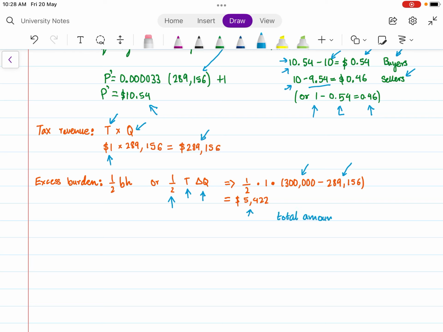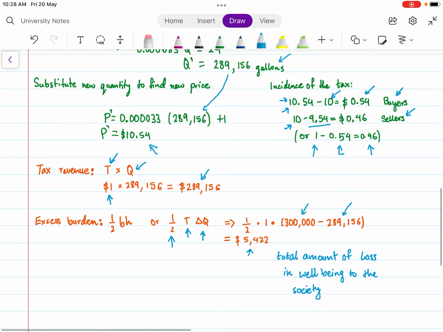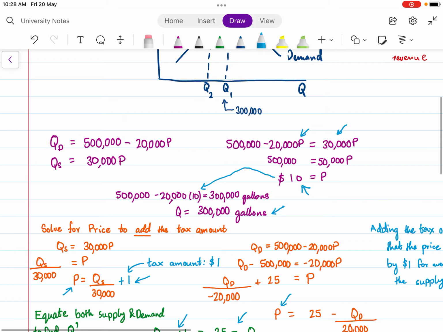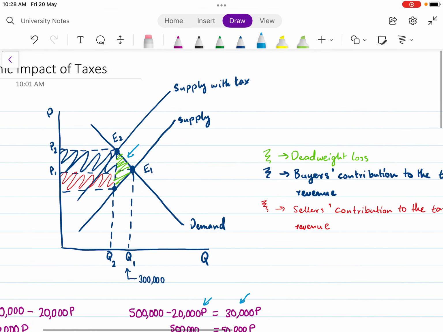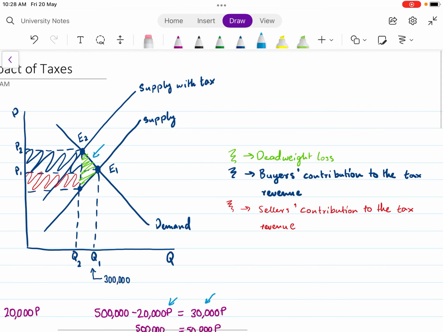amount of loss in well-being to the society. And this is part of the tax. So when we levy the tax, there is going to be some loss in efficiency in the market. And that is measured by calculating the excess burden. And here we can see that the deadweight loss is the green area.